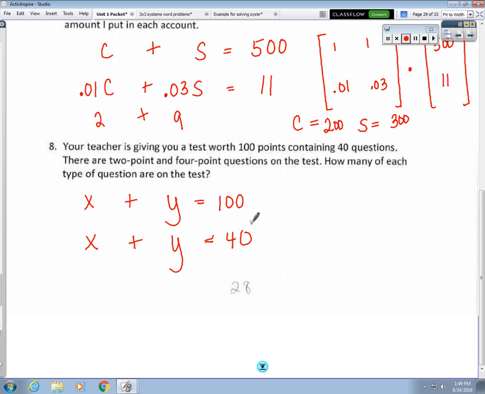Okay, well let's think about it. The 100 points is what the test is worth, right? So if that's the point, shouldn't your points be up here on this one? They're 2-point and 4-point because 40 is just questions on the test. Well, right now we don't know how many of those are 2 points and 4 points. We just know there's 40 total. But we do know when it comes to point value that you have 2-point questions and 4-point questions. So go ahead and make a matrix, type it in and solve it and see what you get.